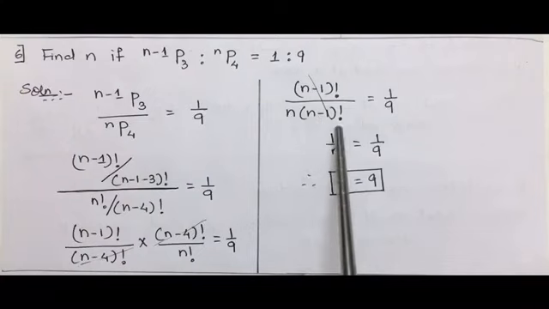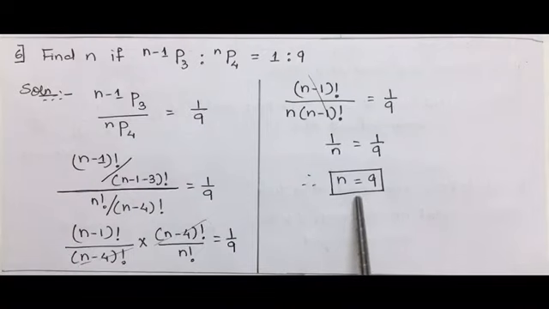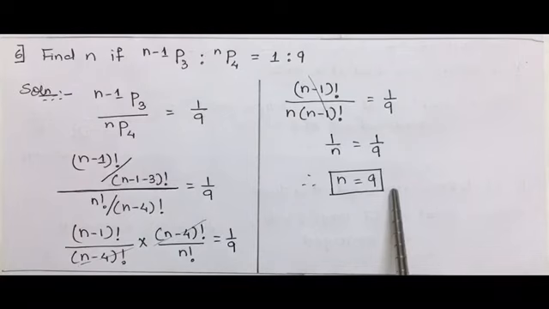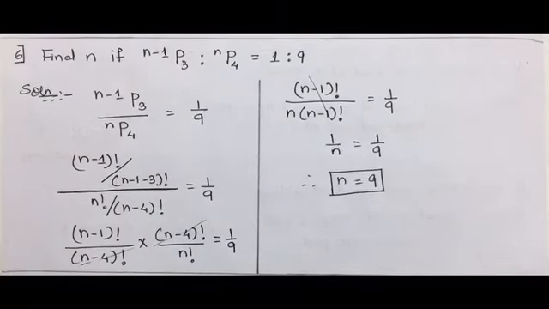So after cancelling n minus 1 factorial, the left out is 1 upon n is equal to 1/9, and therefore the value of n becomes equal to 9. So this is how the value of n is calculated.